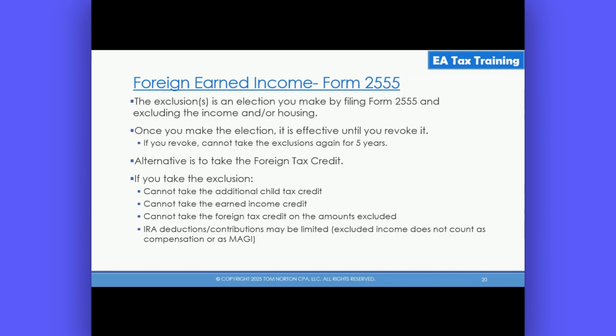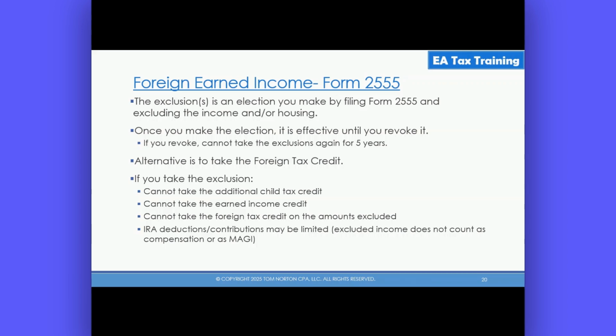Now, you might be asking a question. Why would you not do this? Why would you not exclude your foreign earned income? Well, the reason is there is an alternative to excluding your foreign earned income, and that is to take the foreign tax credit instead, which we will be talking about next. So you could do either. You can exclude your income, or you can take the foreign tax credit for the amount of tax you pay to the foreign country on that income.